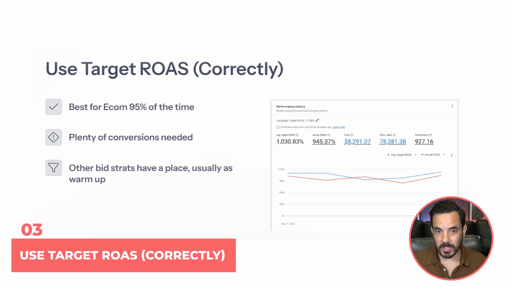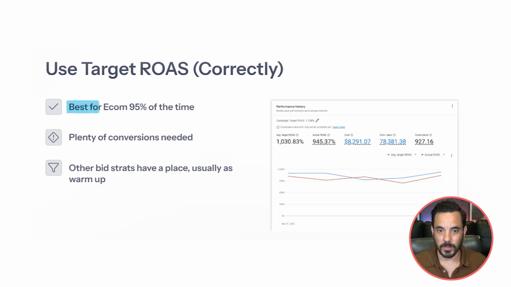Number 3. Use target ROAS, but do it correctly. So target ROAS as your bid strategy is going to be the best choice 95% of the time when it comes to e-commerce advertisers, right? So you generally want to be on target ROAS.